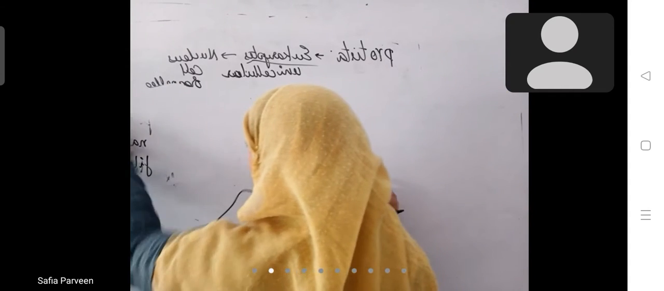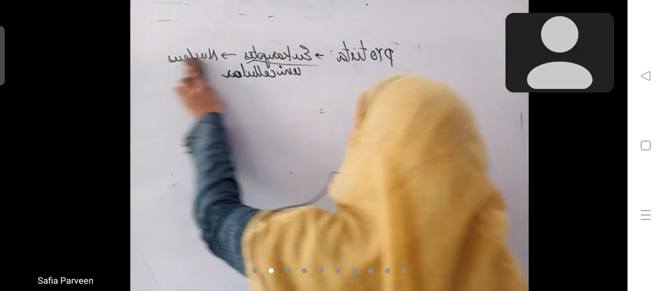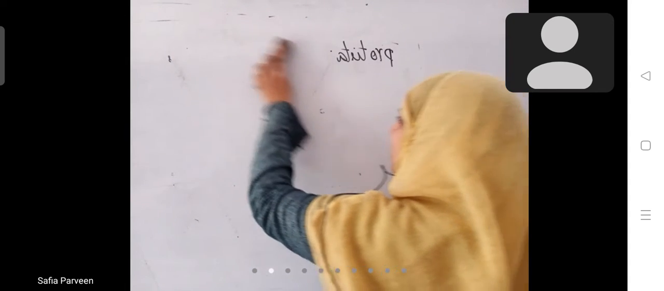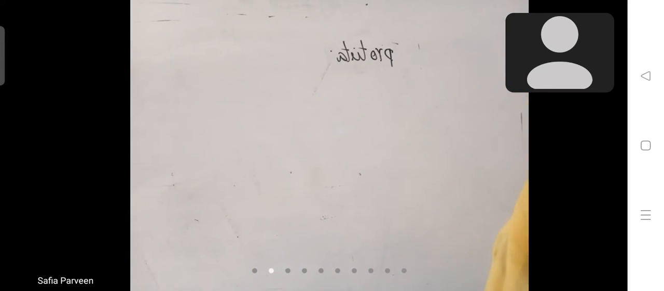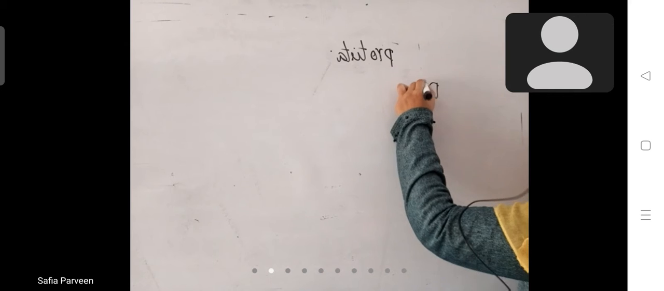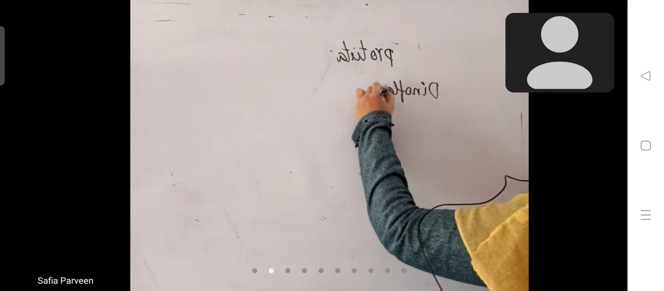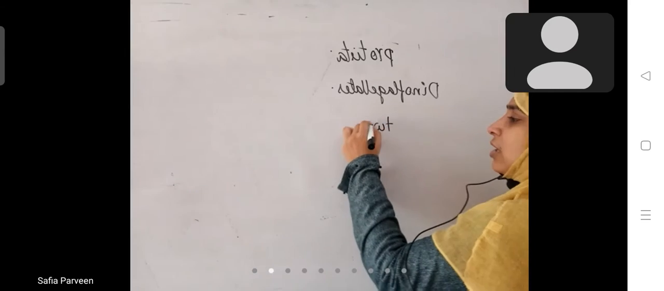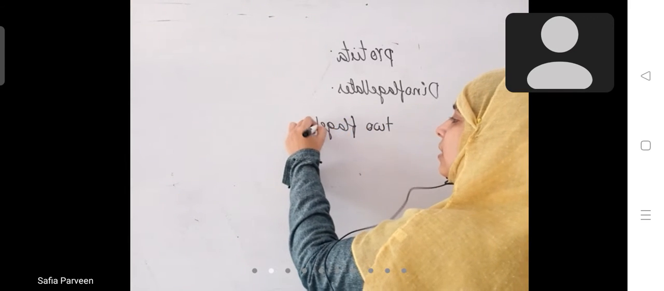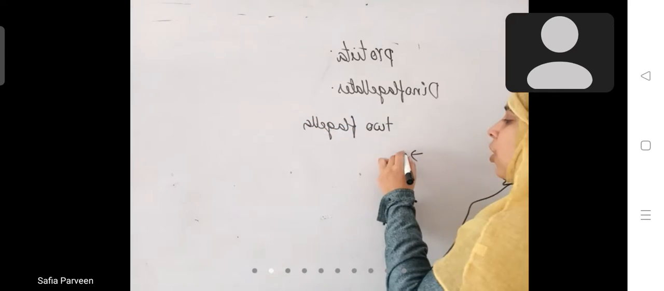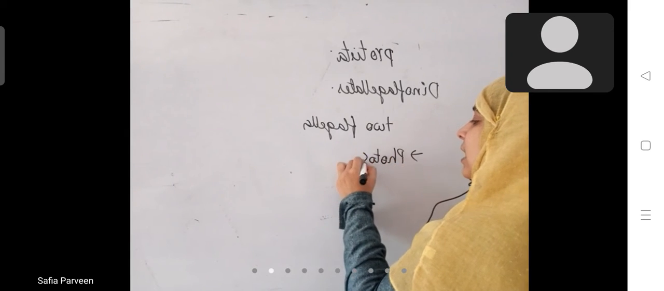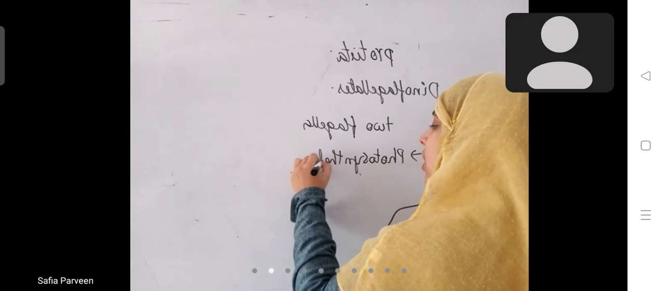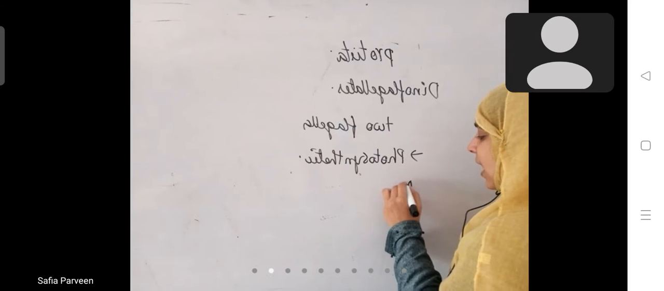Next, second type, Dinoflagellates. These are very unique creatures. Dinoflagellates, they have two flagella. In this, there are two flagella present. All of them are photosynthetic. They can make their own food. Okay. They are marine creatures.